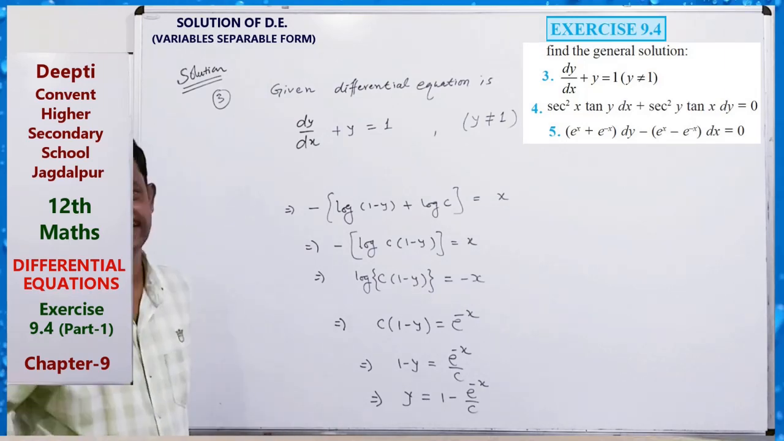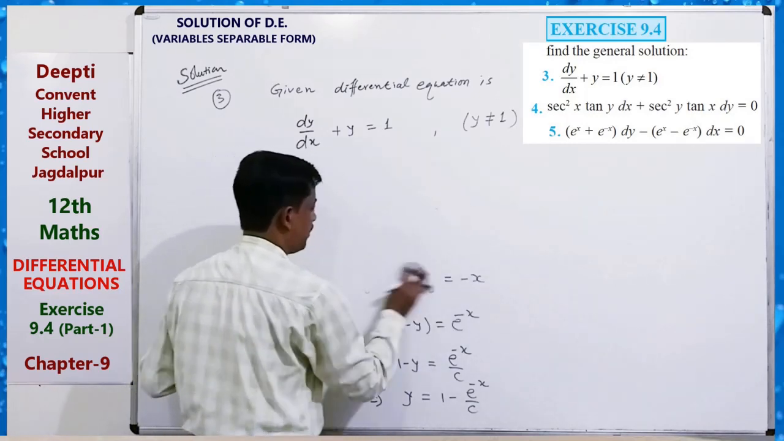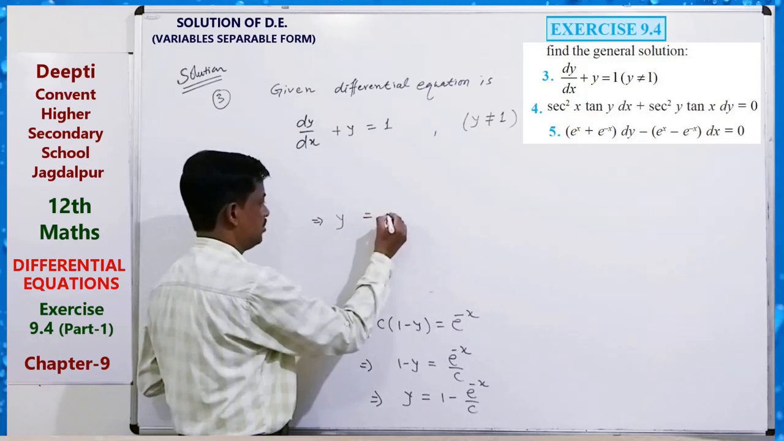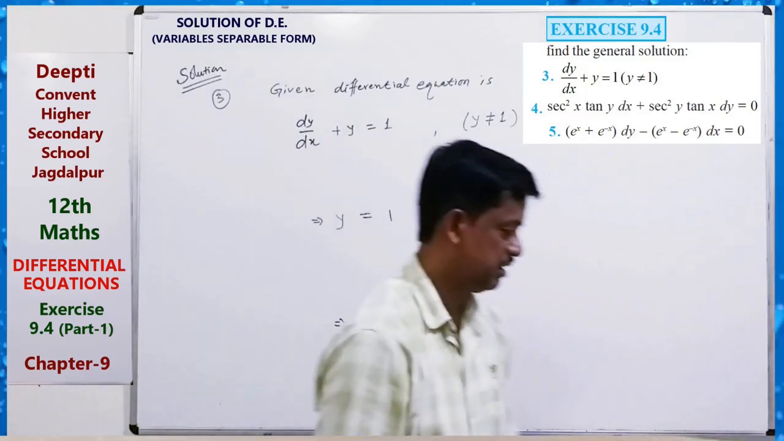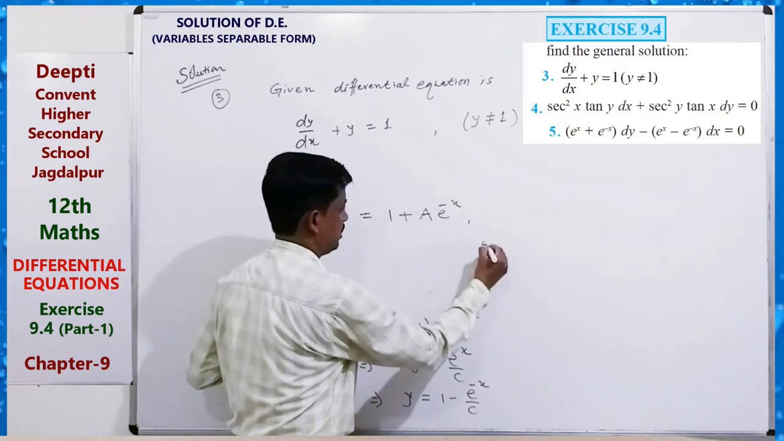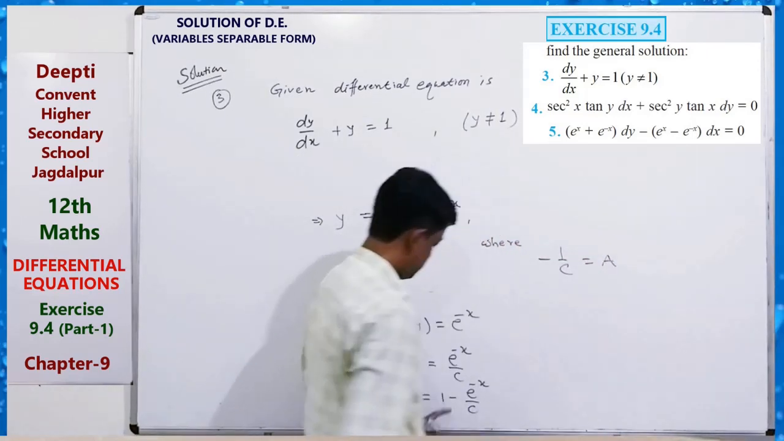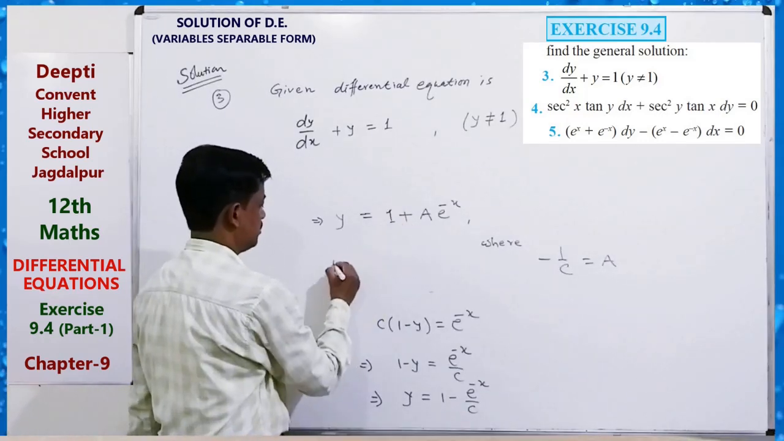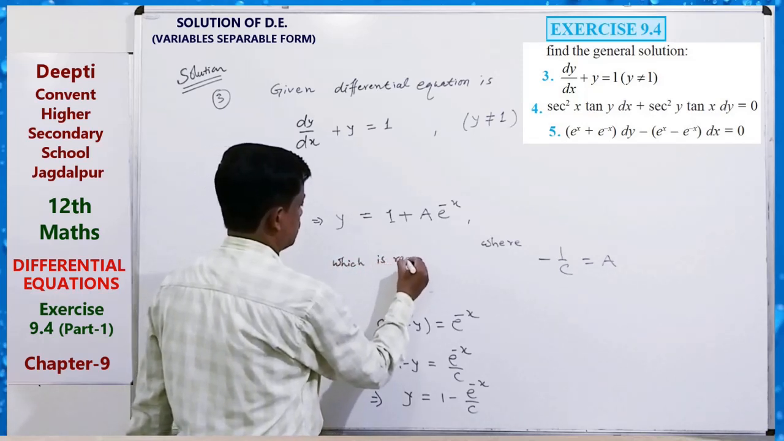And also you can write the solution in a simplified form, just like y equals 1 plus a e to the power minus x, where minus 1 upon c equals a. Minus 1 upon c, we take as a new constant. So this is the required solution.